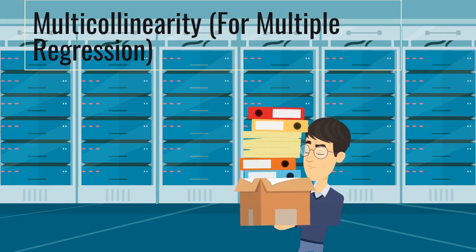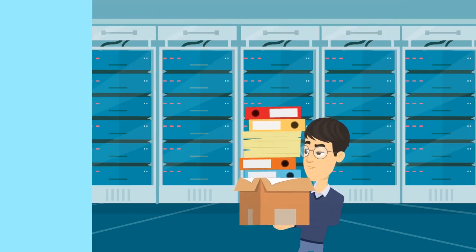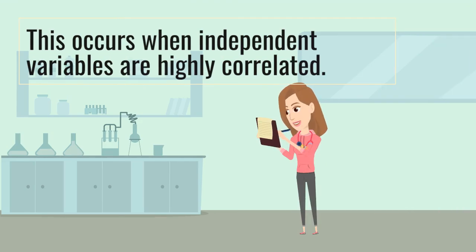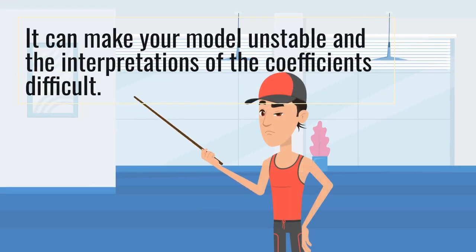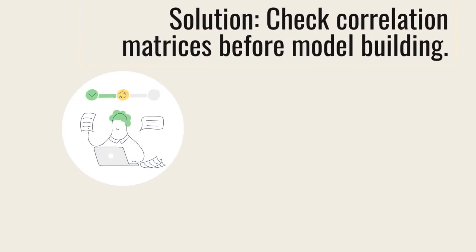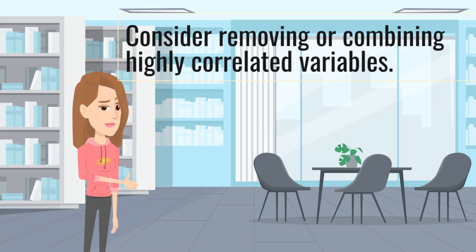Multicollinearity. For multiple regression, this occurs when independent variables are highly correlated. It can make your model unstable and the interpretations of the coefficients difficult. Solution. Check correlation matrices before model building. Consider removing or combining highly correlated variables.